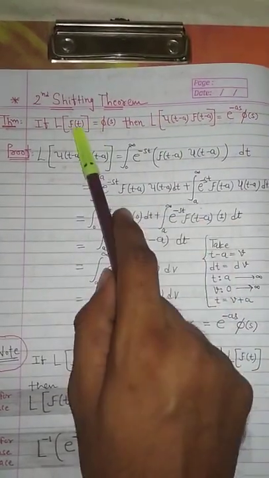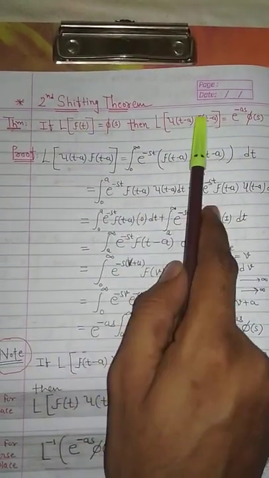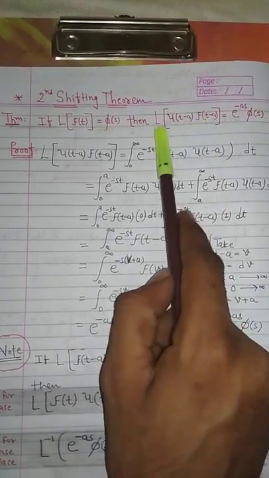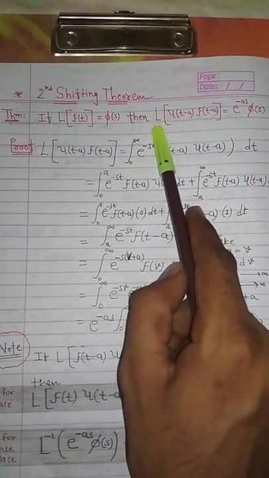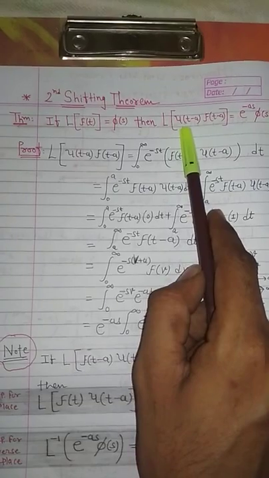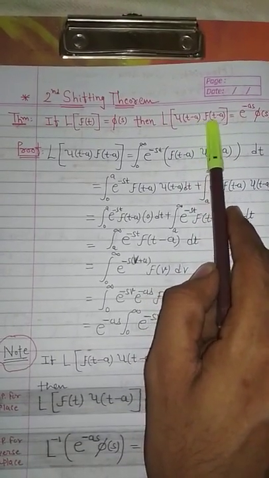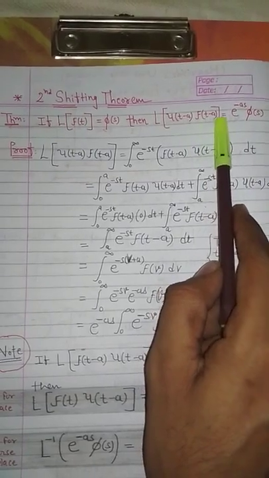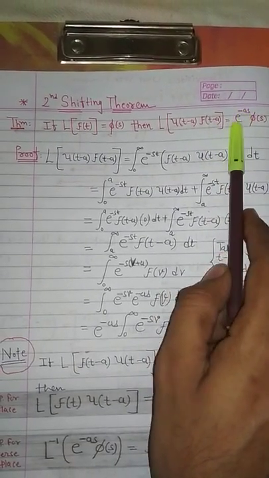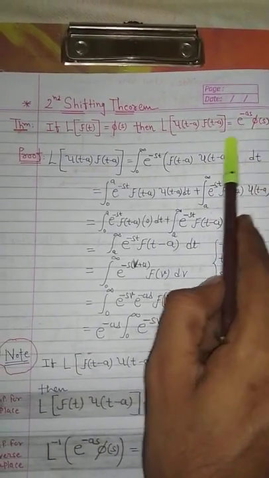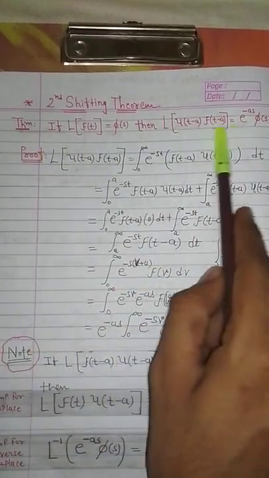Here phi of s is the Laplace of f of t, not the Laplace of f of t minus a. So remember this part properly. Laplace of u of t minus a into f of t minus a is equal to e raised to minus as phi of s. That is our second shifting theorem.